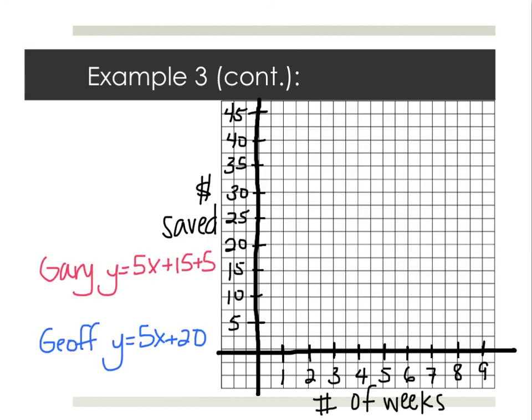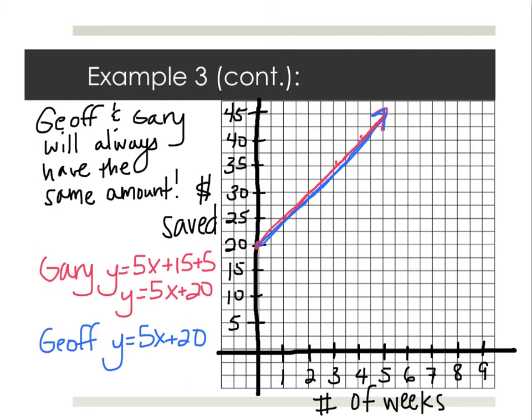And we're ready to graph. And obviously, it's the same equation now. So what we end up with is the same line. So when will Gary and Jeff have the same amount saved? Well, Jeff and Gary will always have the same amount. It's a dependent system. Every ordered pair is the same in both lines. So this is a circumstance where you have infinitely many solutions, or infinitely many ordered pairs that are solutions to the system of equations.